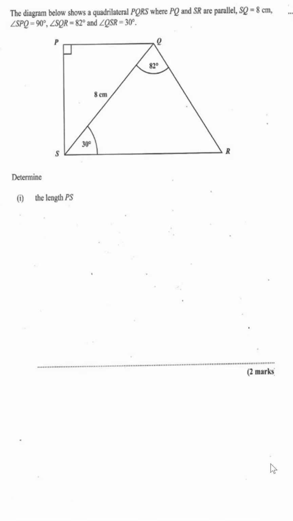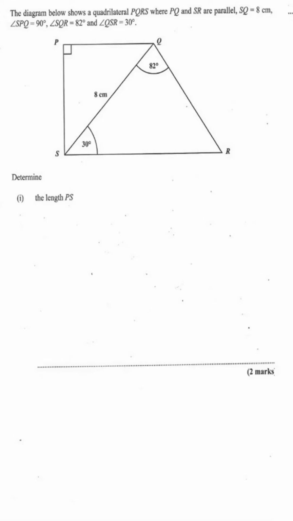Now let's get into some examples. The diagram below shows a quadrilateral PQRS where PQ and SR are parallel. SQ is equal to 8 centimeters and angle SPQ is equal to 90 degrees. Angle SQR is equal to 82 degrees and angle QSR is equal to 30 degrees.